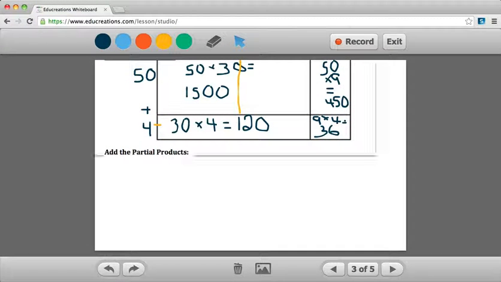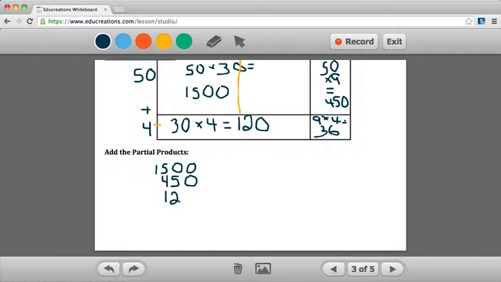to add them. So we have 1,500 plus 450 plus 120 plus 36. You are going to add those. So go ahead and add those. As you are adding them, I'm going to add them up here, so make sure that you are staying in front of me.